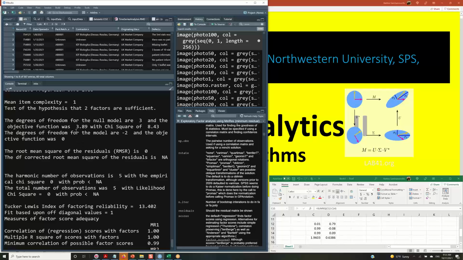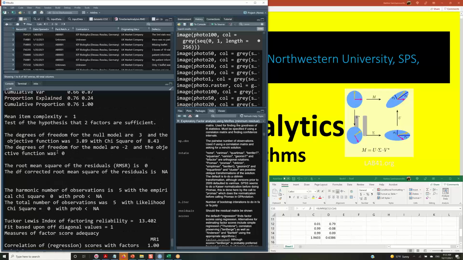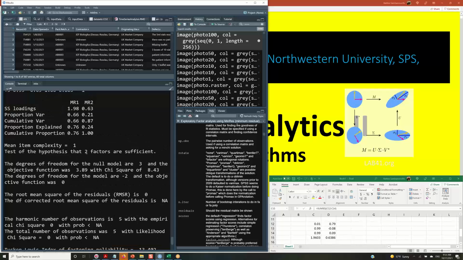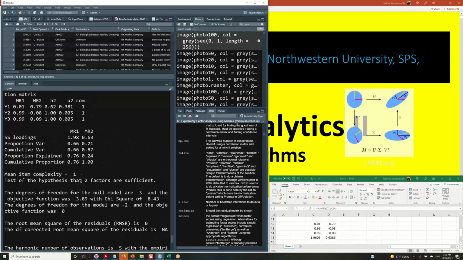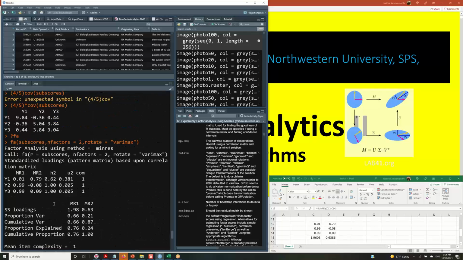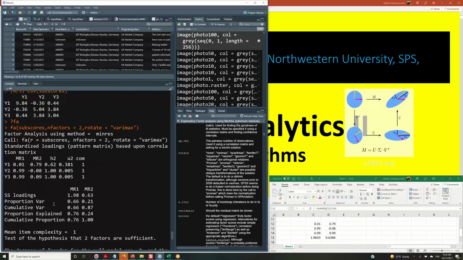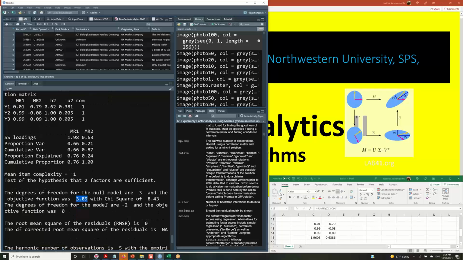Okay. So here it says that the degrees of freedom for the null model are 3, and the objective function was 3.89. That is coming out to be, we calculated this also. Objective function is the total variance for the standardized variables, and that is tested with chi-square model and so on.